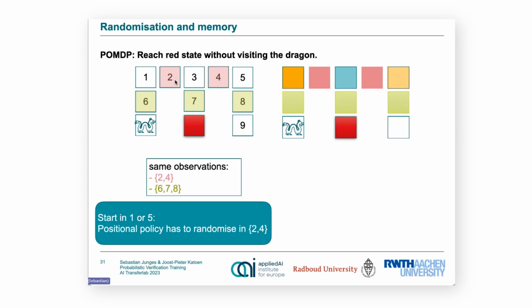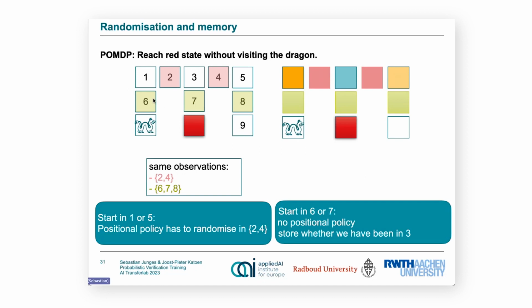Why do you have to randomize in state 2? Say you would in state 2 always go to the right, then that means that in state 4, because we're looking at positional policies, you would also always go to the right. And that, of course, means that if you actually are starting in state 5, you will never reach the target.